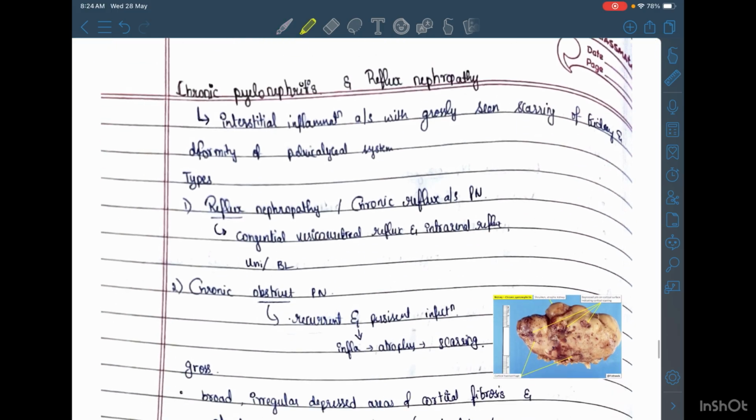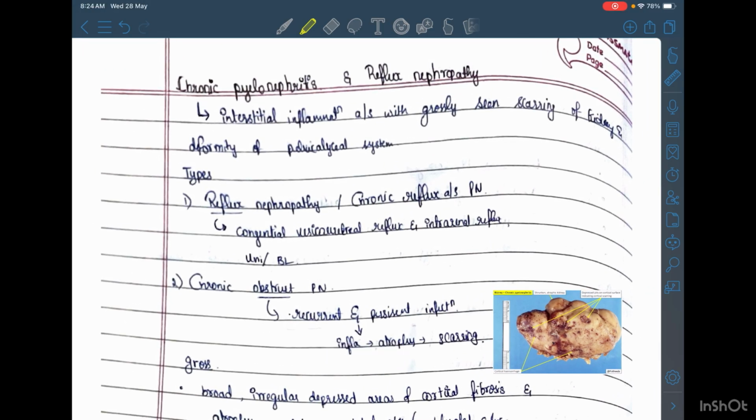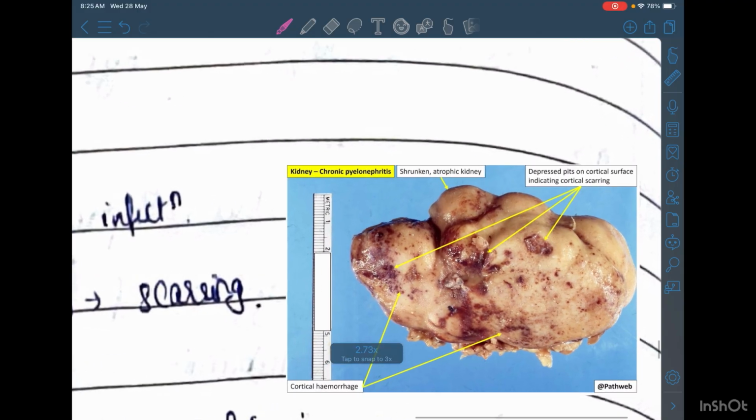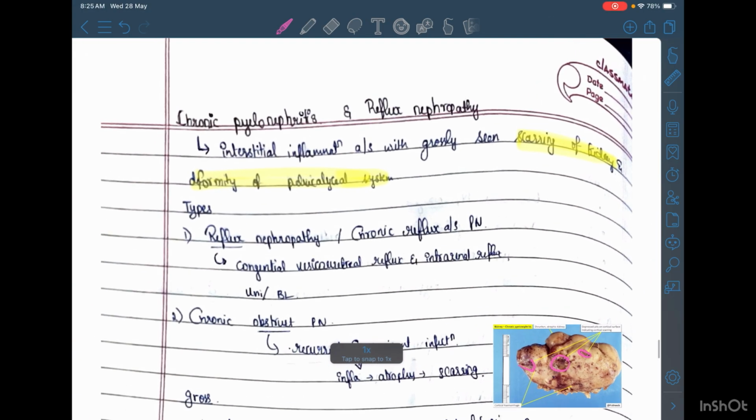Coming to chronic pyelonephritis and reflux nephropathy. What is chronic? Chronic is basically the same thing: interstitial inflammation associated with grossly visible scarring of tissue as well as deformity of the pelvicalyceal system. You can see the scarring of the tissue here.